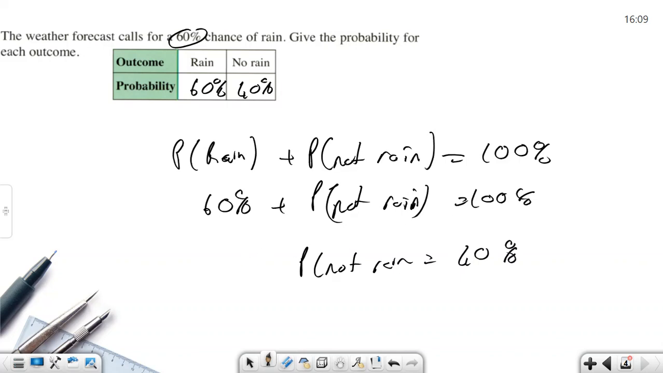60% you can take away from both sides. So 100 minus 60 makes 40%. That's the basic of probability for the 9th grade. Let's continue from experimental probability.